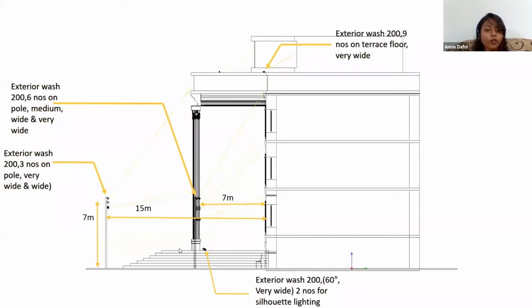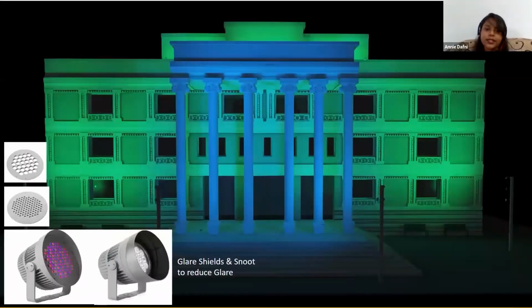So the factor of visual comfort comes here, where you're not directly seeing the source of LEDs. But there is a bit of a problem for people in the upper floors, because when you're looking out of the windows, you tend to see the direct LED source. So that can be avoided by using glare shields and snoot, like we previously said.